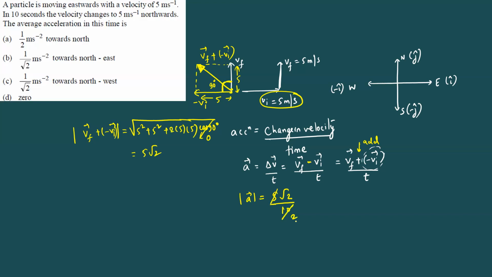So 5 ones are 5, 5 twos are 10. Root 2 by 2 will become 1 by root 2. So 1 by root 2 meters per second square. This is the magnitude of the acceleration. And as you can see, the direction is clearly, this was towards north, isn't it? V final was towards north, and minus of v initial was towards west. The resultant, v final plus negative of v initial vector, is lying somewhere between north and west. So the acceleration is 1 by root 2 meters per second square towards northwest.